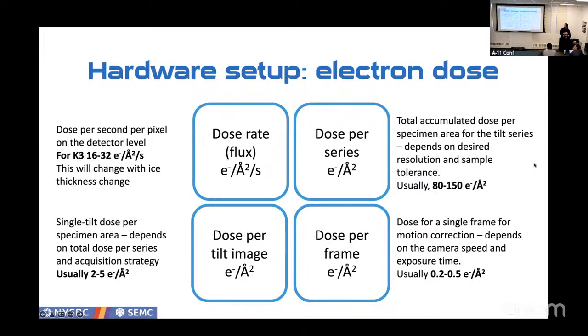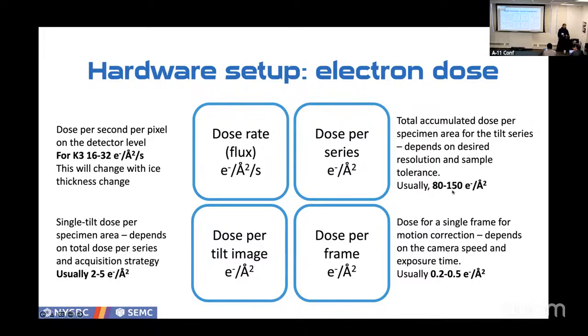And all of these parameters are important and they're more or less standardized, so we keep the dose rate between 16 and 32 for K2, K3 cameras. Dose per tilt series, keeping around 100 electrons per angstrom squared, so that's the total dose for the specimen. Dose per tilt image between 2 and 5, and dose per frame about 0.2 to 0.5.